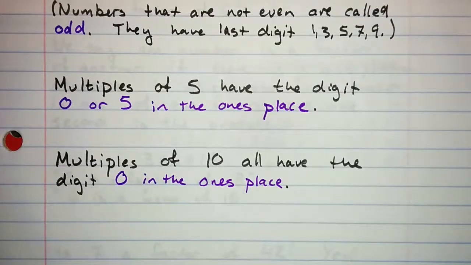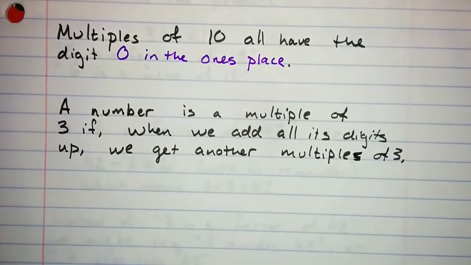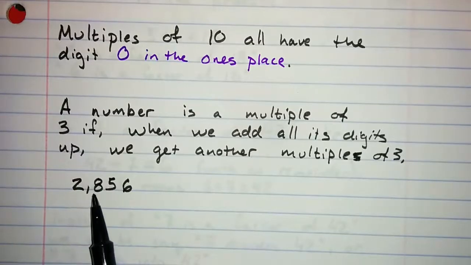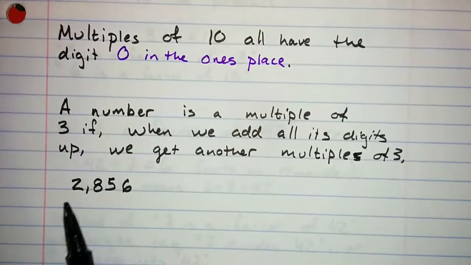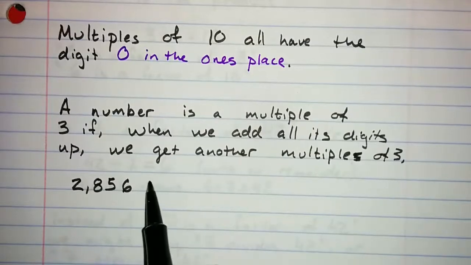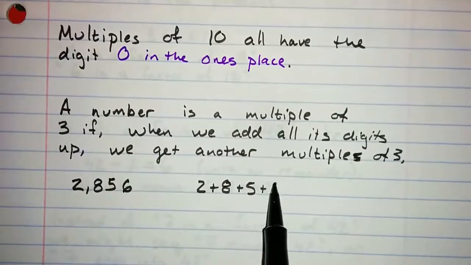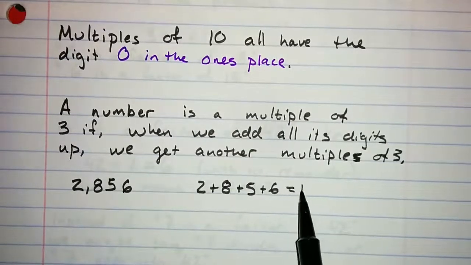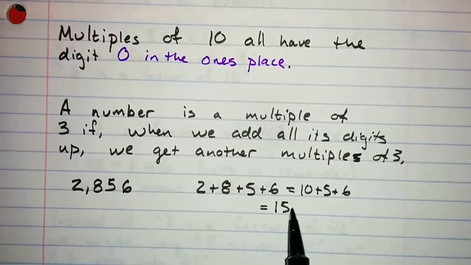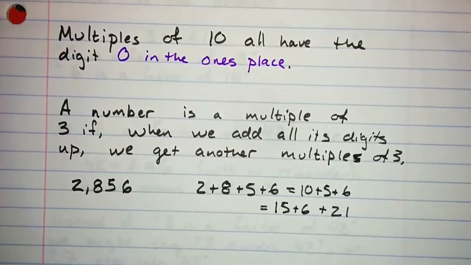What other small primes have we got? Well, we've got 3. Multiples of 3 have this really cool property. A number is a multiple of 3 if, when we add all of its digits up, we get another multiple of 3. What? Let's see an example. Let's say we have the number 2,856 and we want to know if it's a multiple of 3. Well, 2 plus 8 plus 5 plus 6. 2 and 8 is 10. 10 and 5 is 15. 15 and 6 is 21.